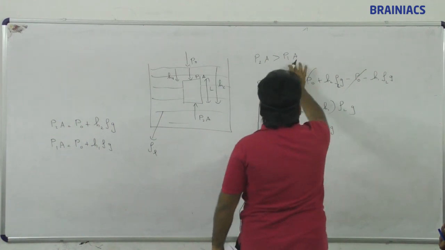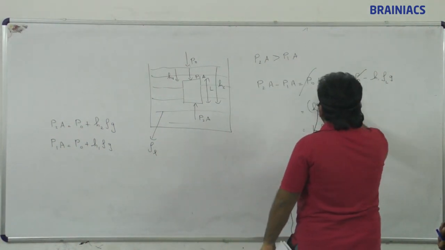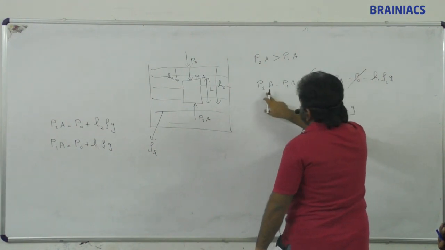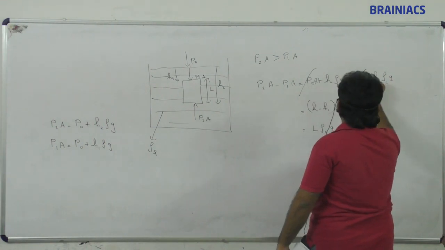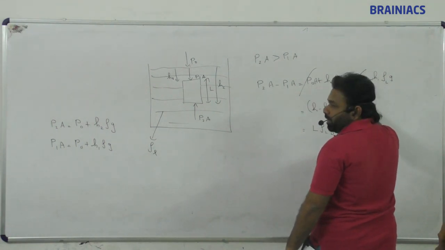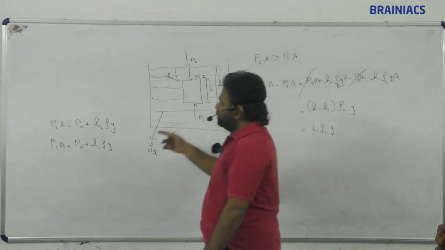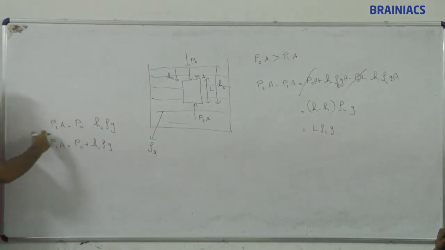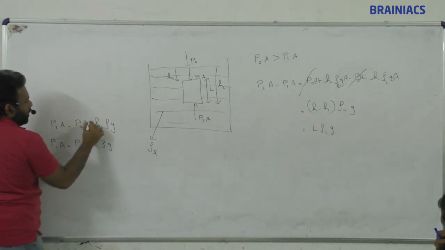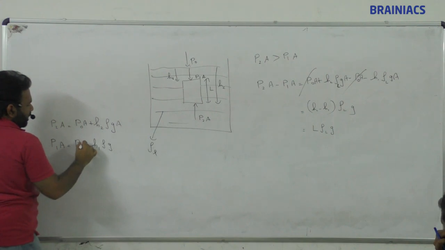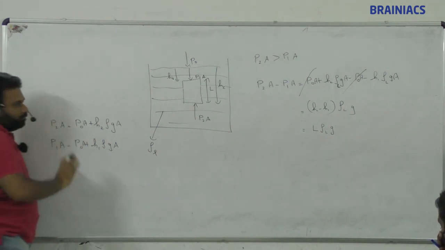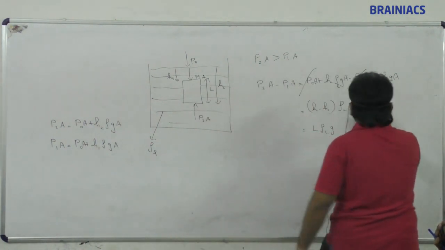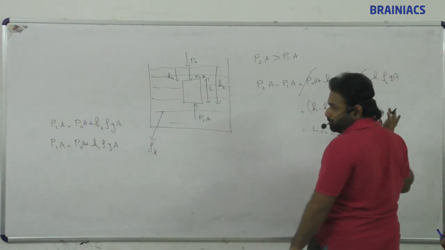Here, what is missing? A is missing. This is force, this is also force, this is pressure, this is also pressure. So here it is dimensionally wrong. It should be P naught A plus H2 rho G A. Is it correct now? Agreed? Okay, fine. So that was missing here, so I could say L.